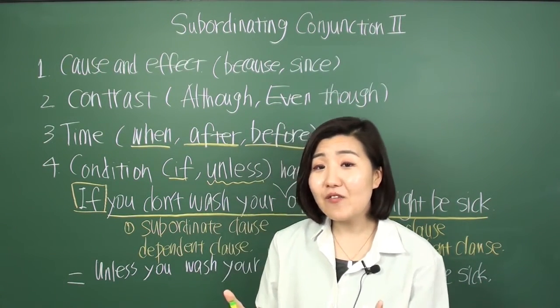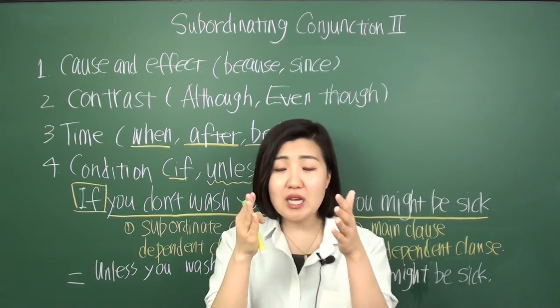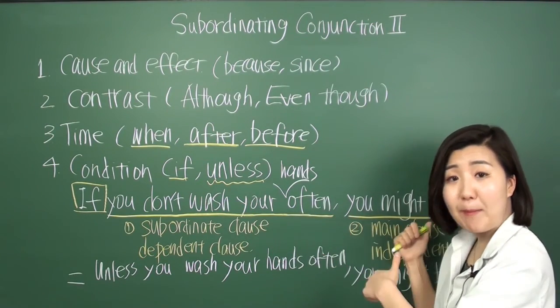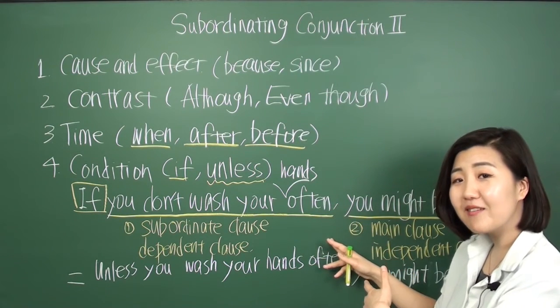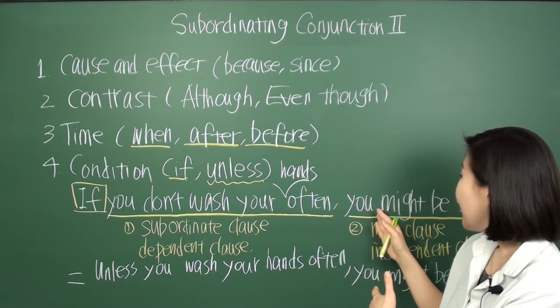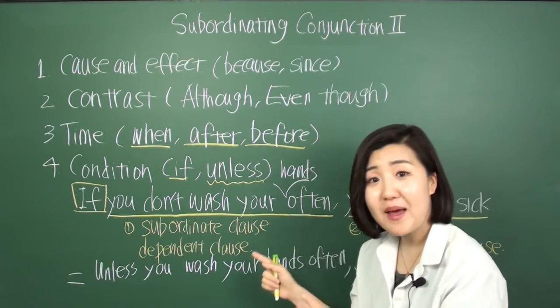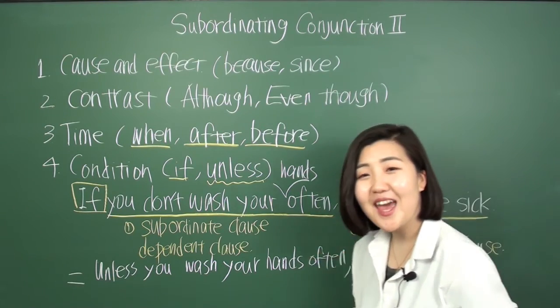So it's not that difficult, right? But also you can switch the subordinating clauses to the back, right? When you switch it to the back, you don't have to put a comma, right? However, when you put the subordinating clause or dependent clause to the front, then you must put a comma, okay?